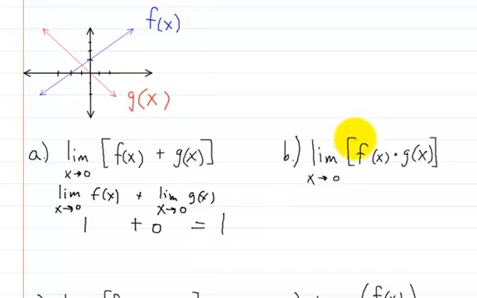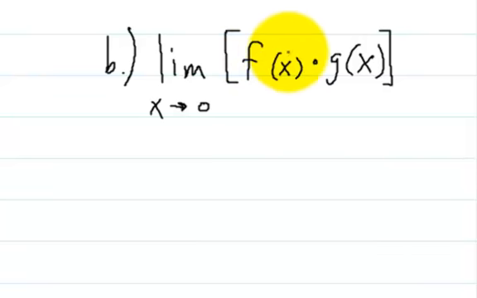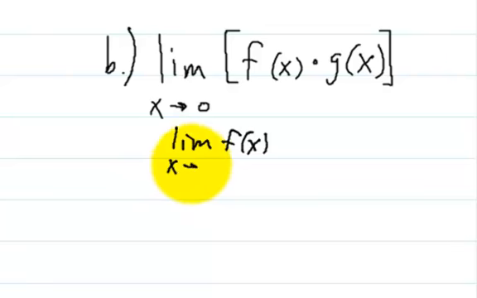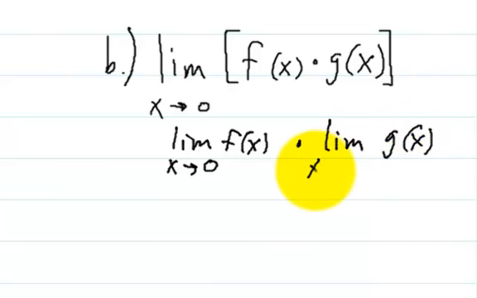Now let's do the multiplication rule. The limit of f of x times g of x as x approaches 0. Again, we can split these up, and it'll be the limit of f of x as x approaches 0 times the limit of g of x as x approaches 0. I know what the limit of this is because we just calculated it. That's going to be a 1, and that's going to be a 0. So 1 times 0 is equal to 0.